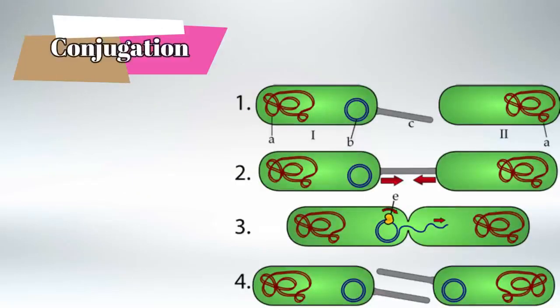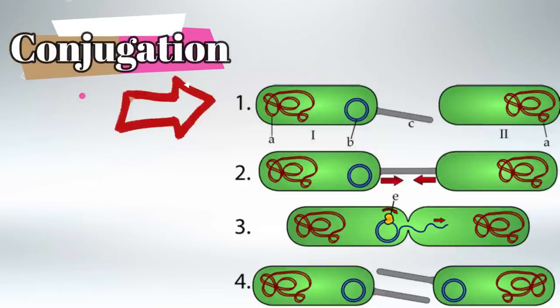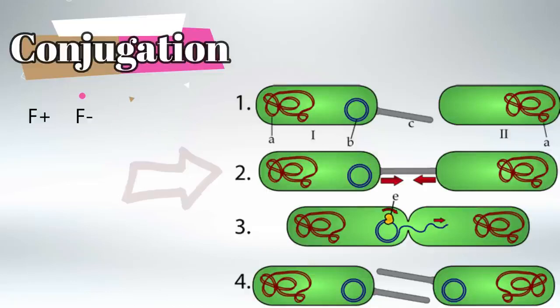Now let's talk about conjugation. So some bacteria have a sex pilus, and we call these bacteria F positive, and other bacteria don't have this sex pilus, and we call this F negative. Keep in mind that the sex pilus is encoded by the bacterial plasmid, not the bacterial chromosome.